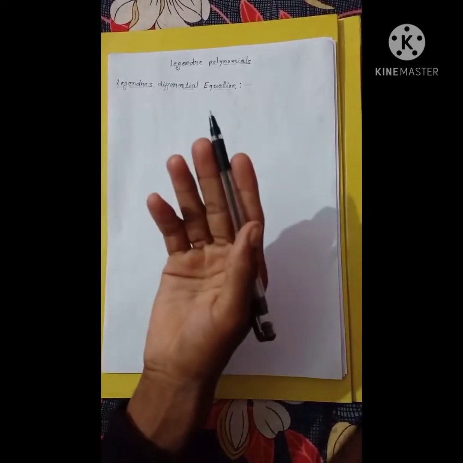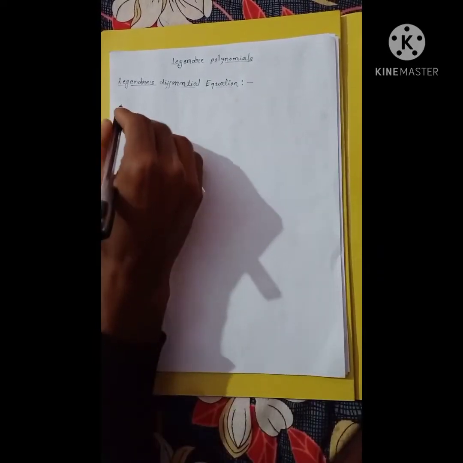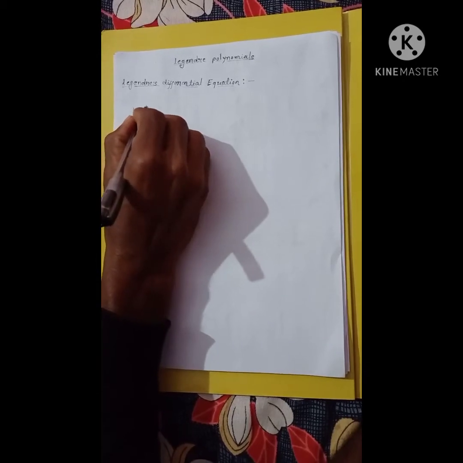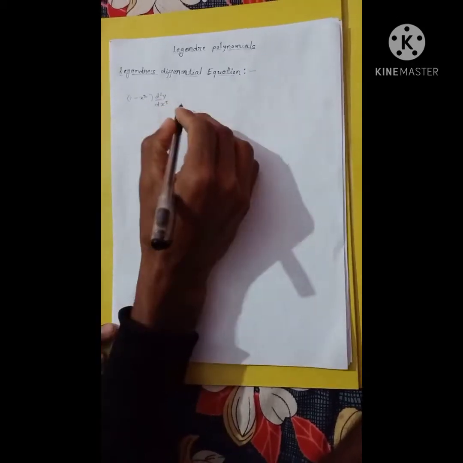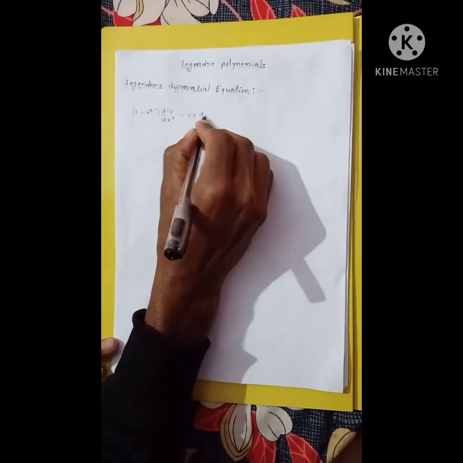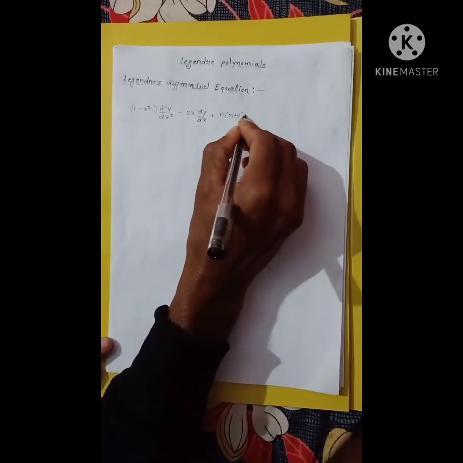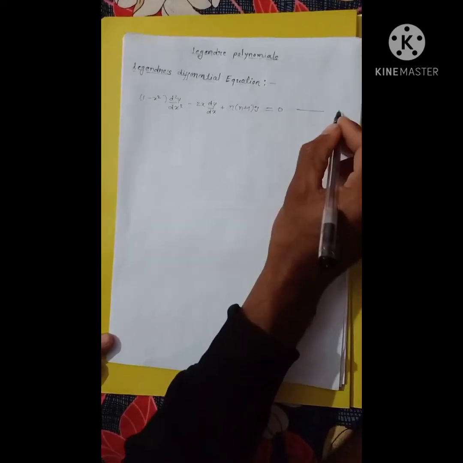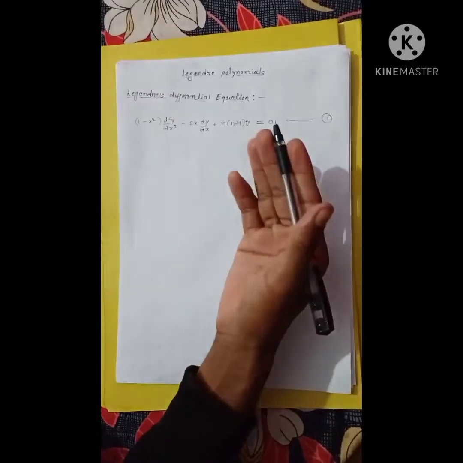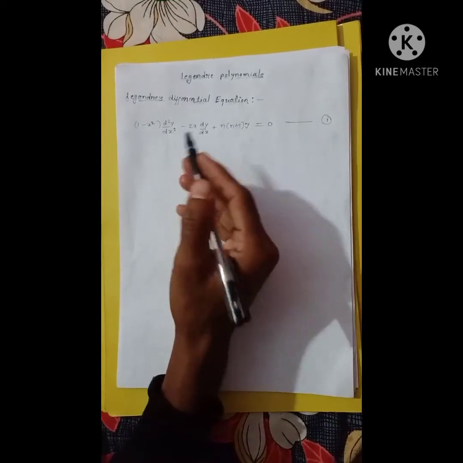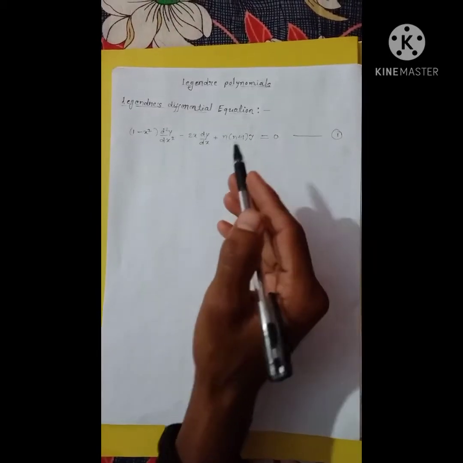A Legendre differential equation is a special type of second order differential equation in the form of (1 minus x square) d square y by dx square minus 2x dy by dx plus n(n plus 1) y is equal to 0. Let this be equation first. Here n is a real number, but in most applications only integer values of n are required. Any solution of this equation first is called Legendre's function.